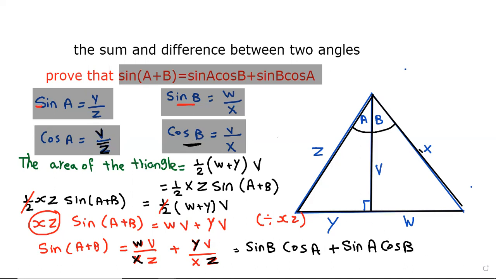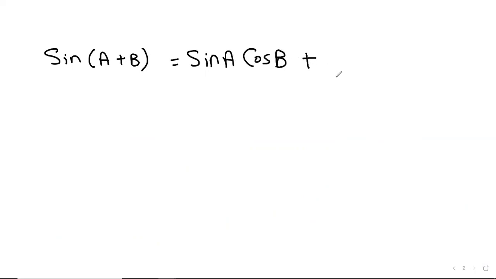So we can rearrange it and write it as sine(A + B) equals sine A cosine B plus, switching them, sine B cosine A. That's it.